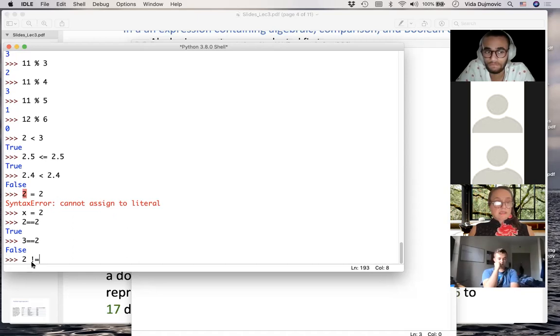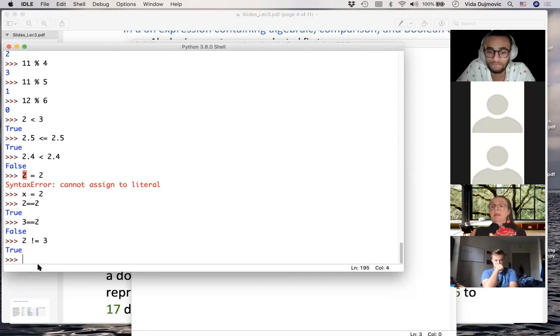If you want a symbol for not equal, is 2 not equal to 2? The sign for that is an exclamation mark and an equal sign, asking, is something not equal? And here we get True. You're asking, is it true that 2 is not equal to 3? And that's true.